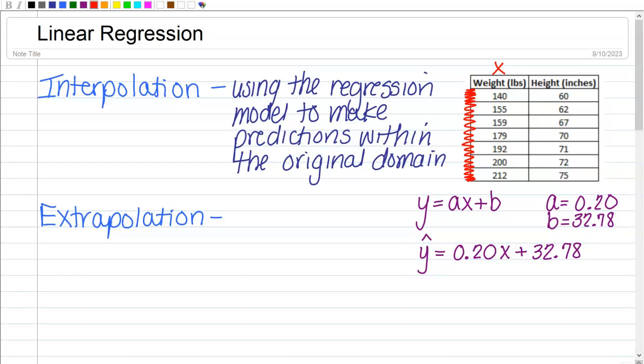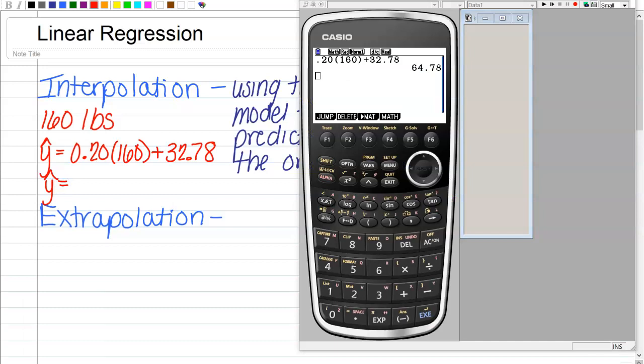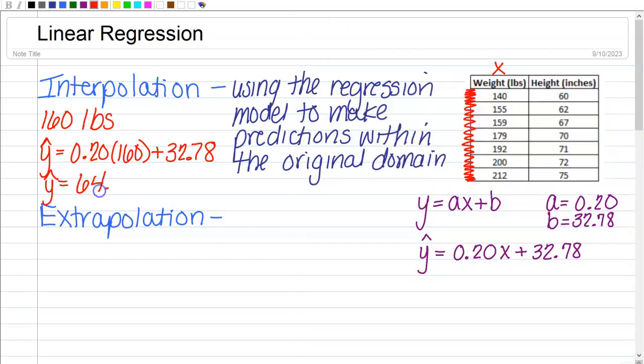Let's choose 160. So for a person weighing 160 pounds, what is their predicted height? To figure that out, we want to substitute 160 in for x in our regression equation. Using your calculator, type this information in, and you see that when you evaluate the equation for 160, you end up with 64.78 inches. That means for a person weighing 160 pounds, our regression model predicts they will be 64.78 inches tall.